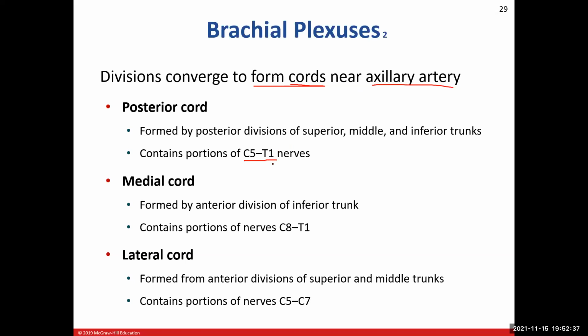Whereas the medial cord, which is going to come off of the anterior division, only has the lower two segments, C8 and T1, whereas our lateral cord is going to be made up of the anterior divisions, and that is going to be made up of the upper portions of our spinal segments. That'll be C5, C6, and C7.